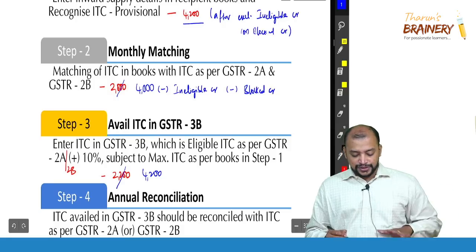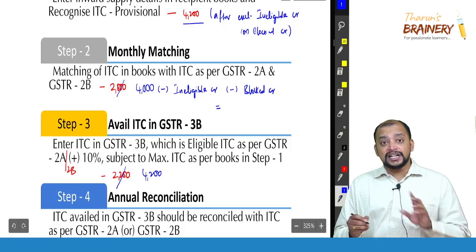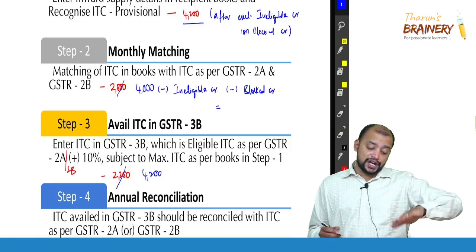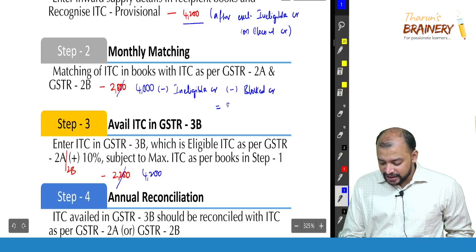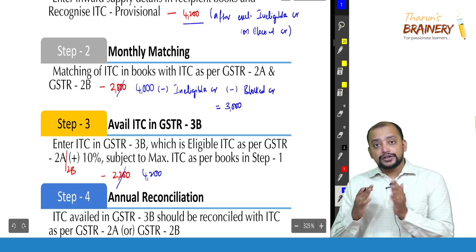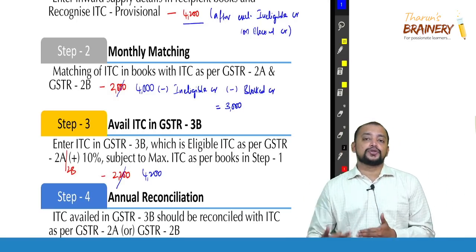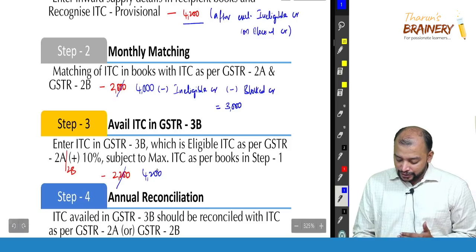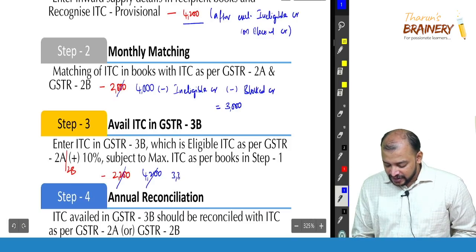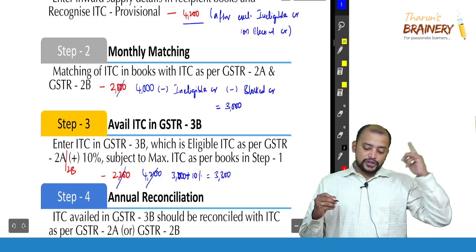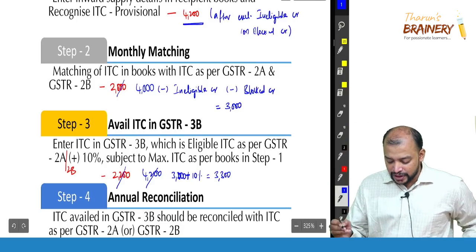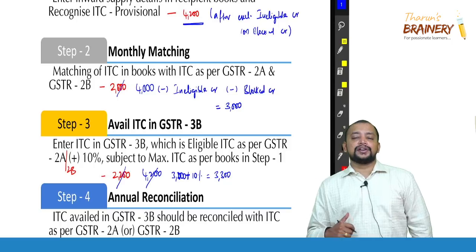So we need to see: 4,000 minus ineligible credit and blocked credits, when you take them out from 2A or 2B, you get somewhere 3,000 rupees. That should be compared with 4,200. Therefore we should take 3,000 plus 10% extra, that is 3,300 can be taken. Actually, how much can we take at maximum? 4,200 we can take. So 3,300 can be taken.